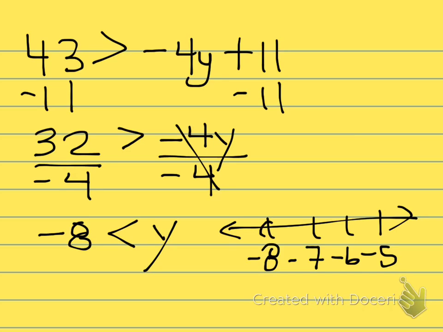So I would use an open circle, since it doesn't include the negative 8, it's just greater than. And again, I would be pointing my arrow to the right.